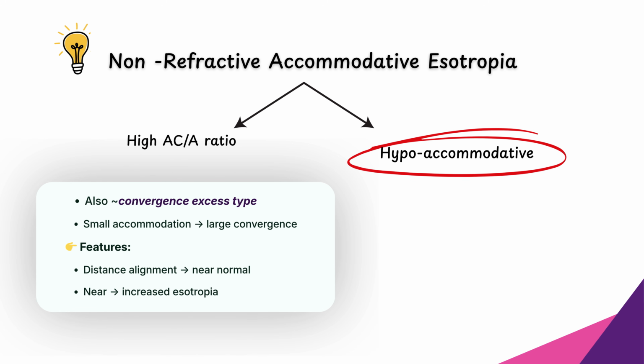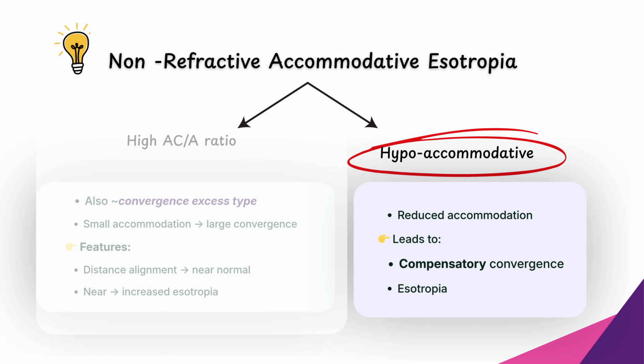The second variety of the non-refractive accommodative esotropia is the hypoaccommodative type. In some patients, the amplitude of accommodation itself is reduced, and therefore, to compensate for the inadequate accommodation, there may be an associated increase in the convergence effort leading to esotropia. An important clarification over here is that this is not a direct physiological link between accommodation and convergence, but a compensatory mechanism, and this is less common compared to the other types.